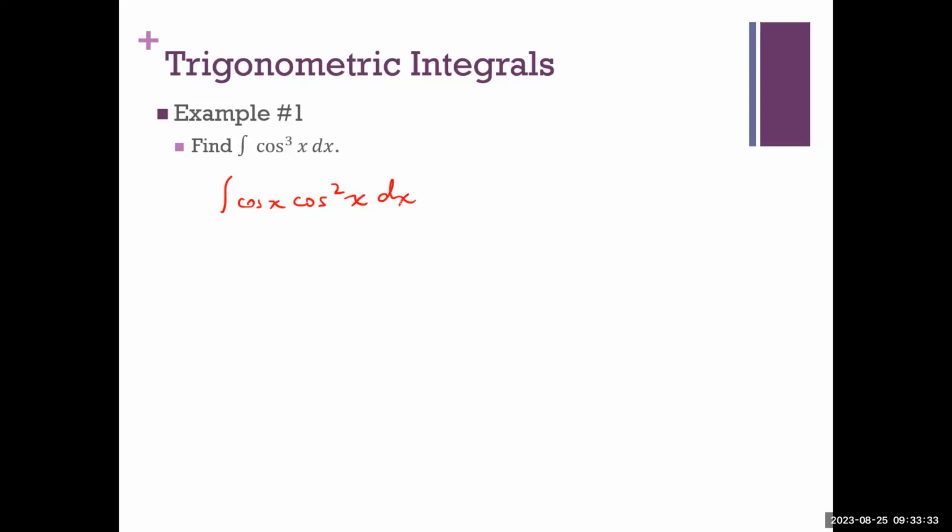Okay. So I can't use integration by substitution yet, but I would like to get to a place where I could. So based on our Pythagorean identities, what is something I can swap in for that cosine squared? One minus sine squared of x dx.